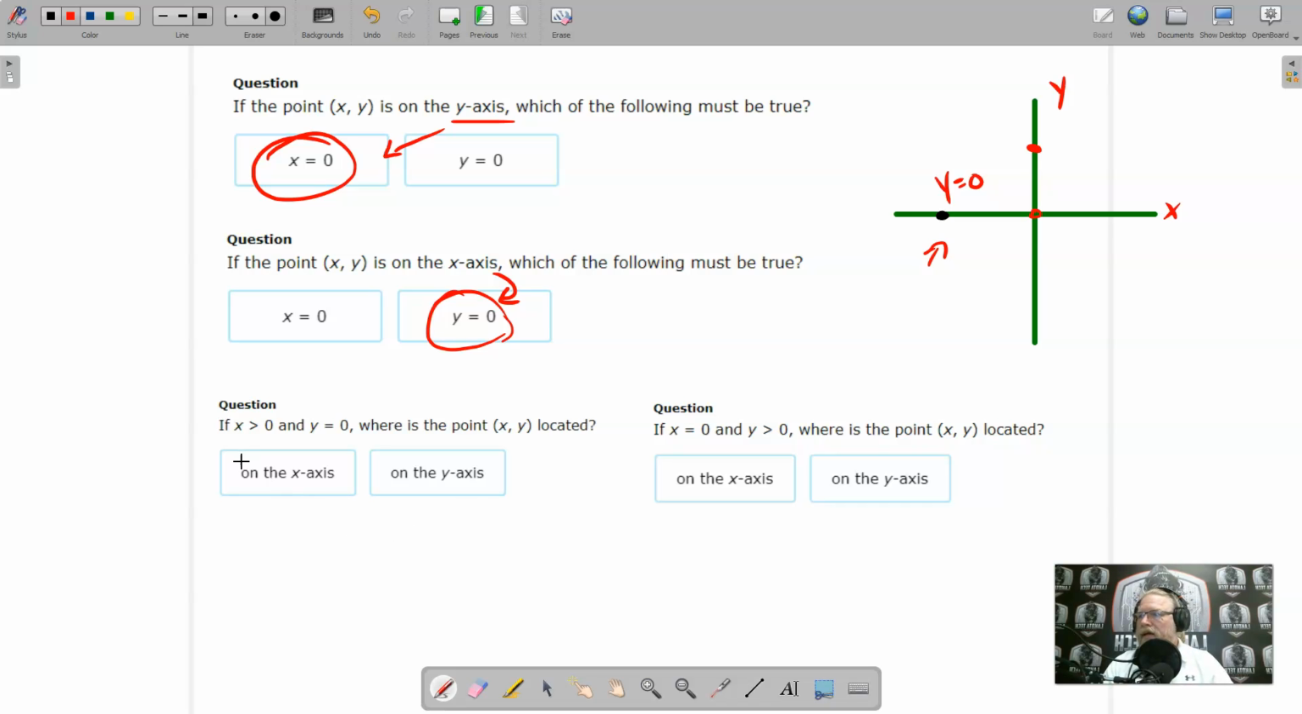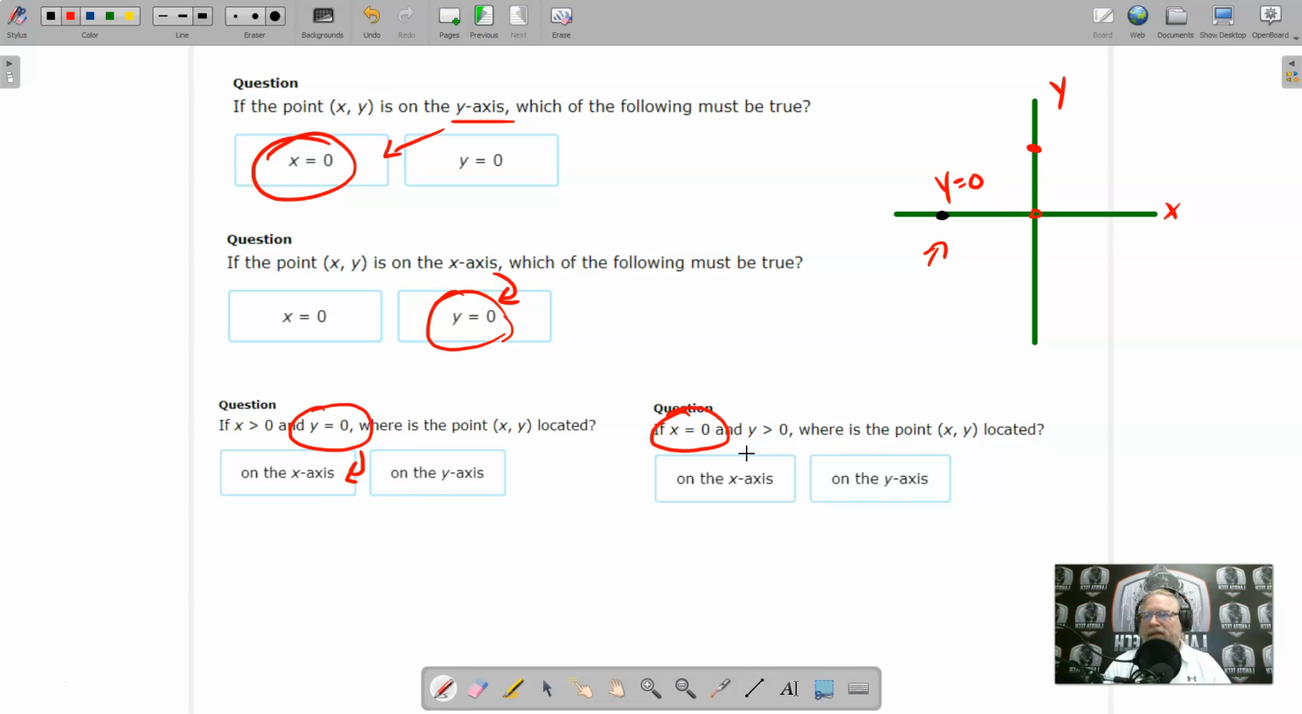All right, another way of doing this, looking at this same type question. If x is greater than 0 and y is equal to 0, where is the point located? Well, if the value of y is 0, no matter what the value of x is, we know that it is on the x-axis, right? Where's the value of y 0? Everywhere along the x-axis. So if the value of y is 0, it's on the x-axis.